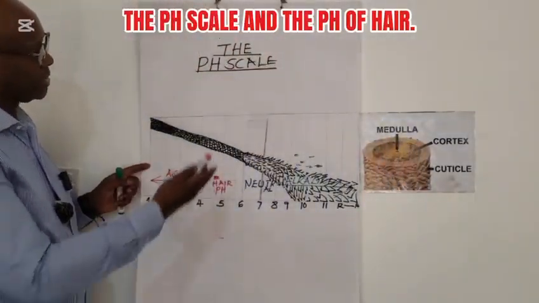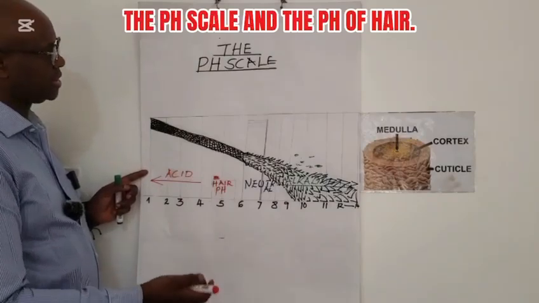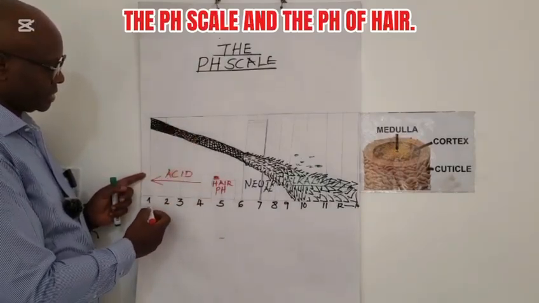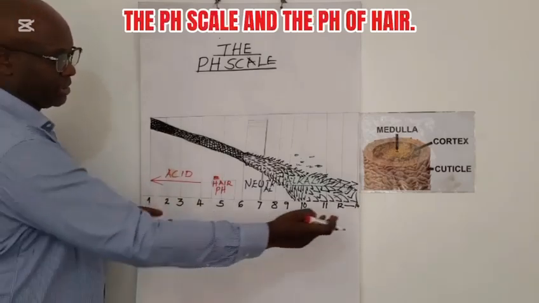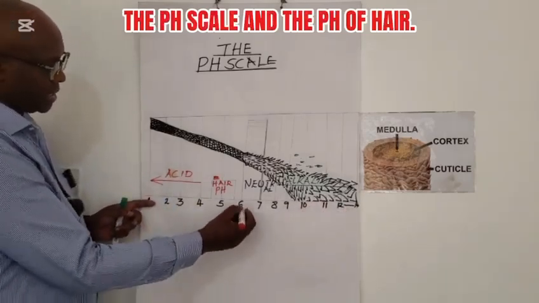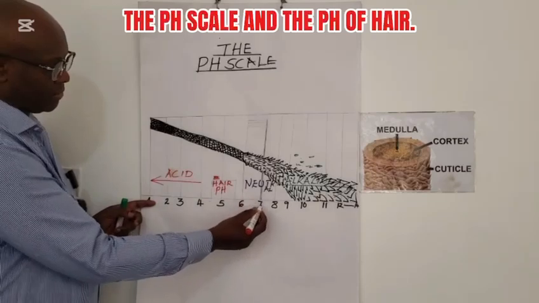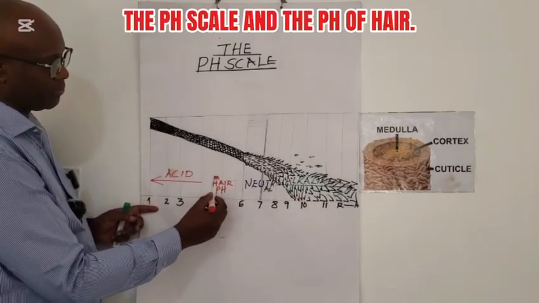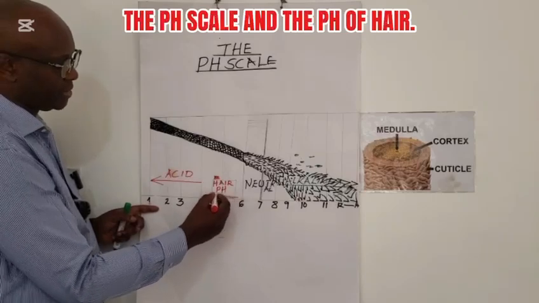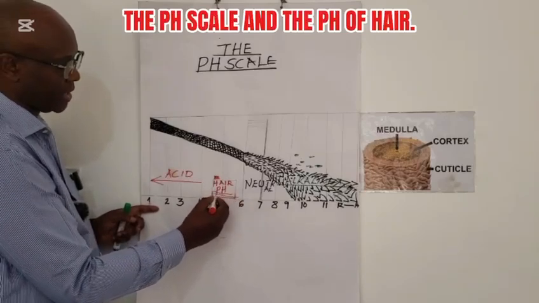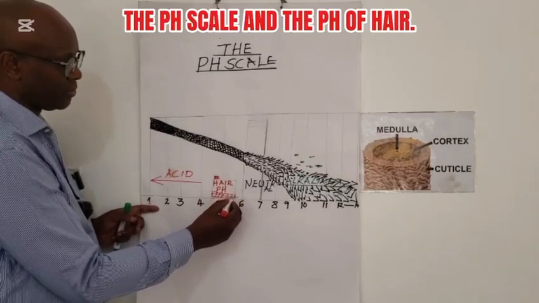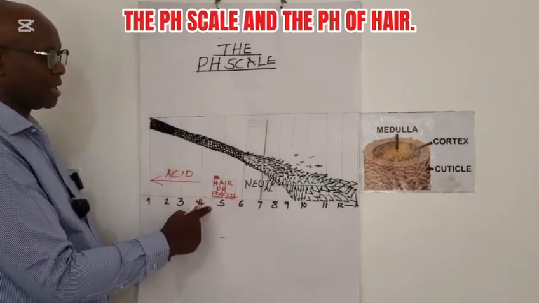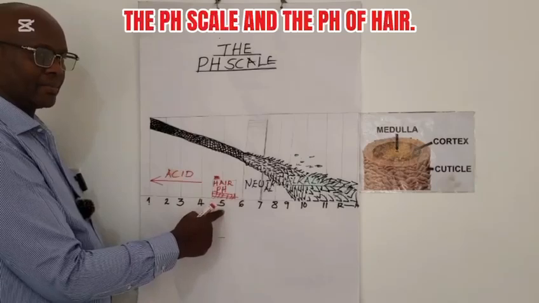I've just said the pH scale refers to the potential hydrogen of a substance and is measured using a scale. This scale runs from 1 to 14. On this side, we have the pH of the hair, which could be between 4.5 and 5.5. This is where the pH of the hair is, and it could vary between individuals. I'm referring to the pH of normal hair.